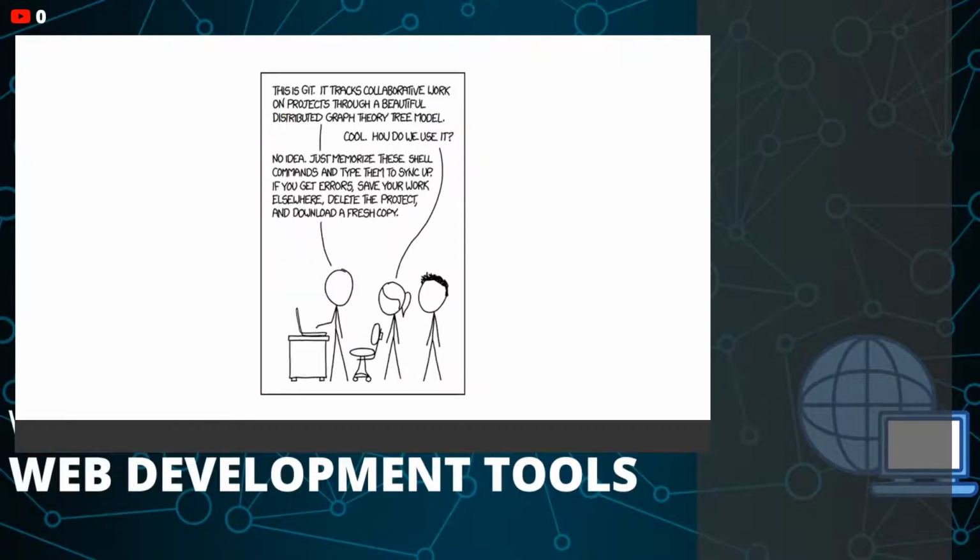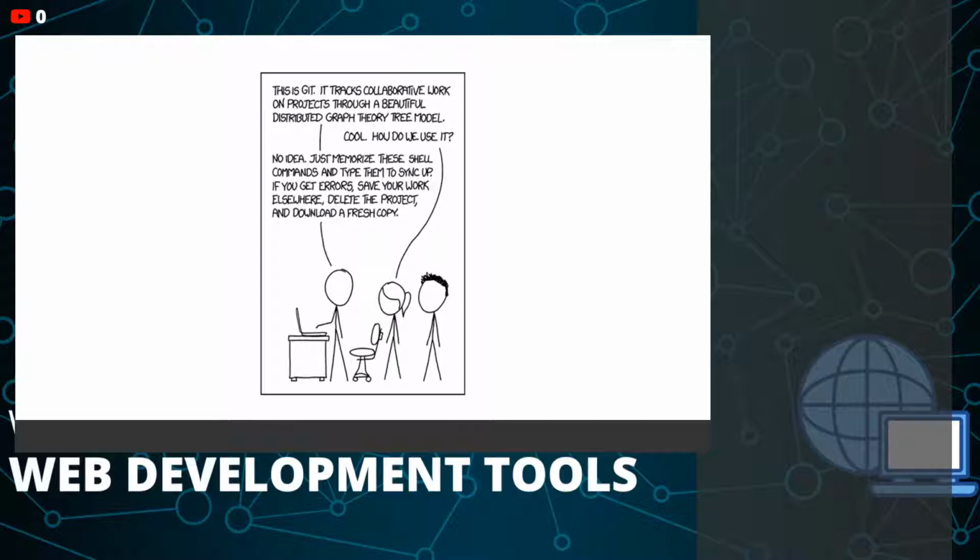Just as a reminder, we have this XKCD comic here about Git. Kind of a funny look at it. We can see here it says, this is Git. It tracks collaborative work on projects through a beautiful distributed graph theory tree model. That's what we were talking about last week.